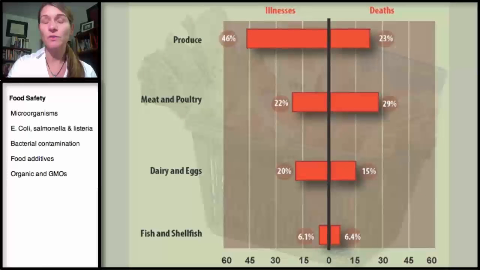Dairy and eggs, you rarely hear about dairy and eggs causing any sort of foodborne illness in the media, but look, they're almost as great of a chance as meat and poultry products. And then fish and shellfish.